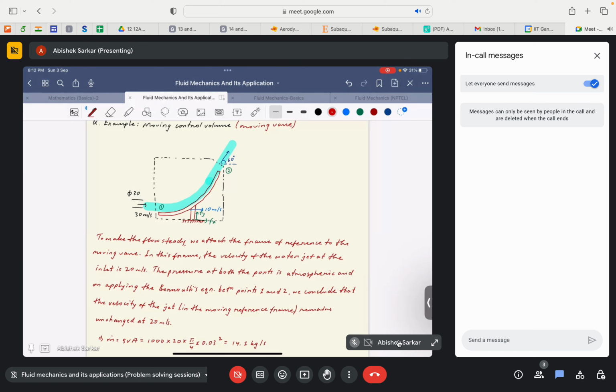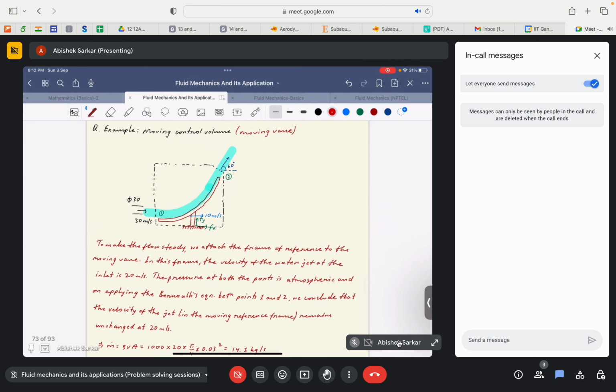So here we are discussing a problem of a moving control volume, like the application of the conservation of linear momentum in the case of a moving control volume. If you recall the linear momentum conservation from the RTT, you see that there is a VR dot n cap term. The VR is the relative velocity of the fluid with respect to the control volume. This example helps us clear that concept, how the relative velocity comes into picture. Most of the problems that we were previously dealing with had a stationary control volume, so the relative velocity was equal to the absolute velocity of the incoming fluid.